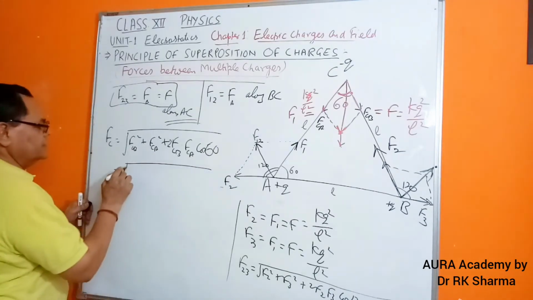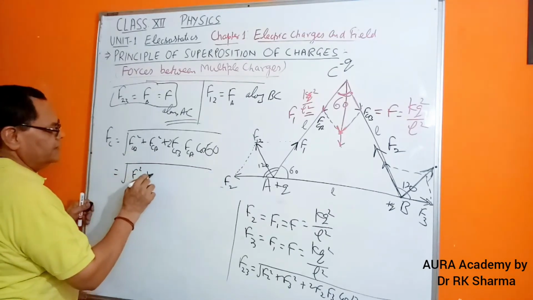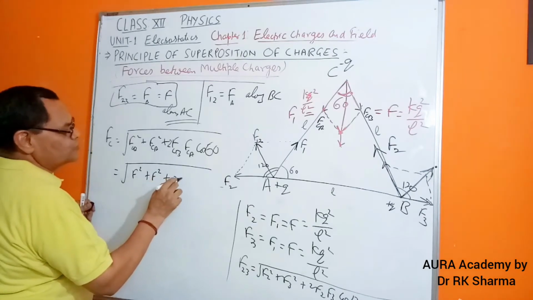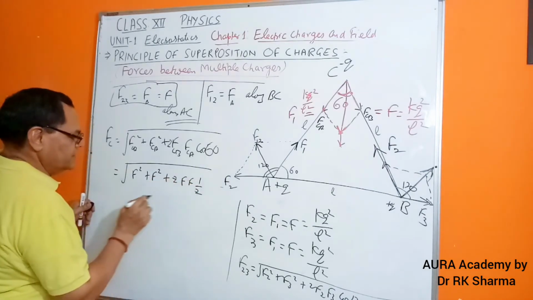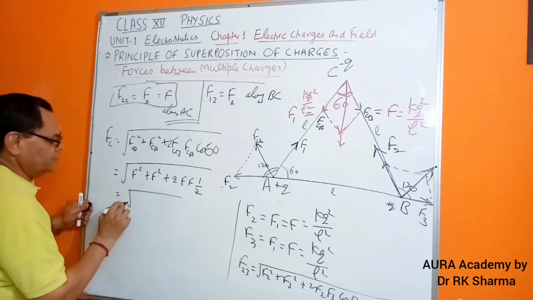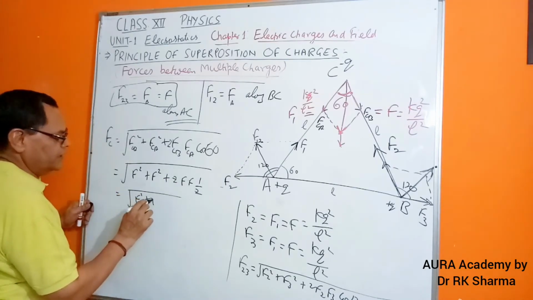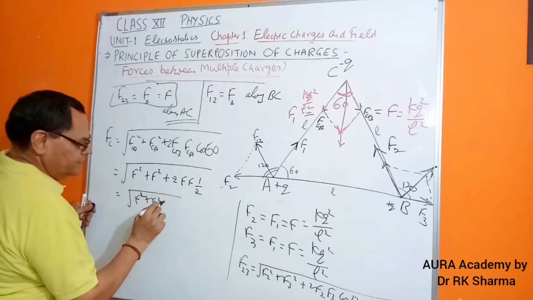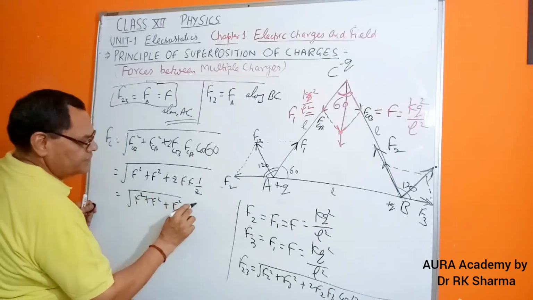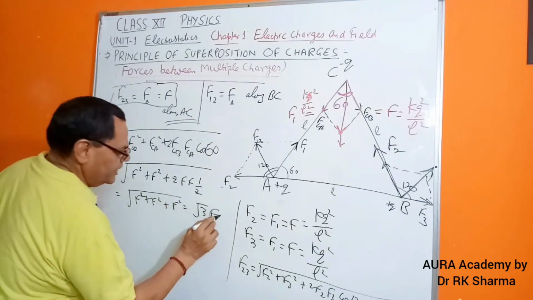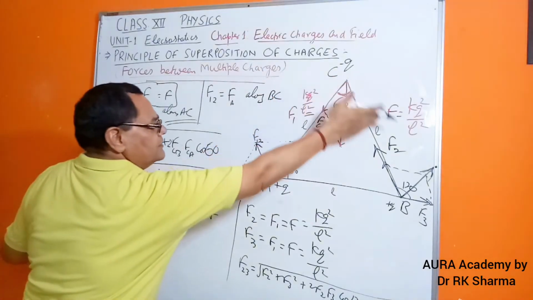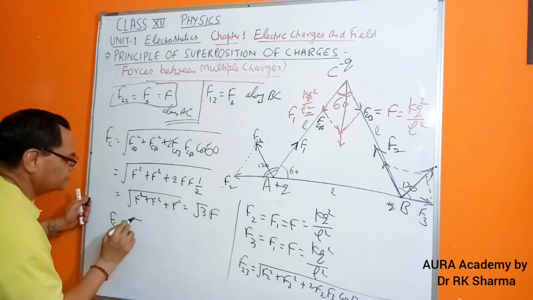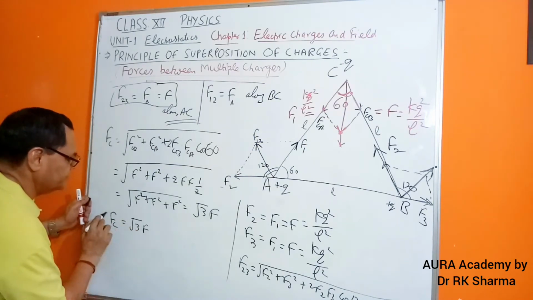Cos 60 will be, that is, this is already f square, this is f square, and that is 2f into f, and that is 1 by 2. So the 2 gets cancelled, right? So therefore finally we will have f square plus f square, and even this also becomes f square, so that is root 3 of f. So therefore the total force at C will be equal to root 3 of f.